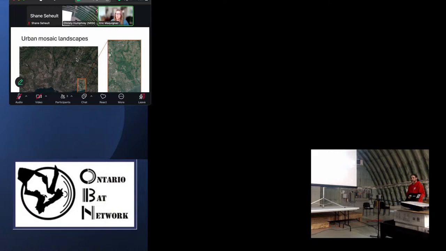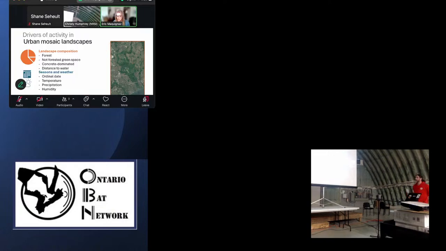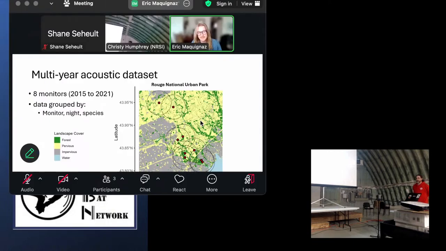For my data set, I used 8 monitors placed within Rouge National Park between 2015 and 2021. And I grouped my data by monitor, year, night, and species. And I did my models in 2 different sets. I did separate models for landscape and seasons and weather.